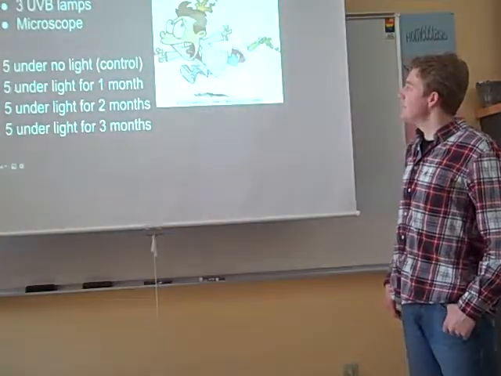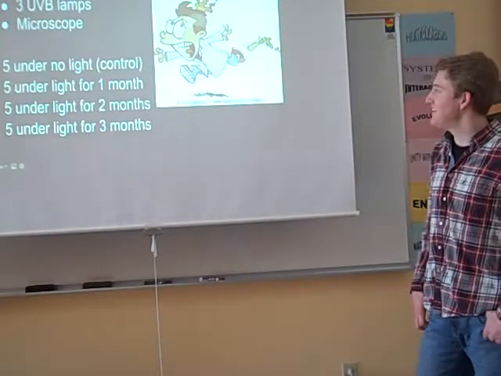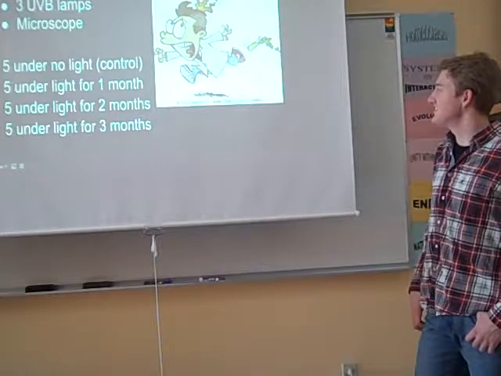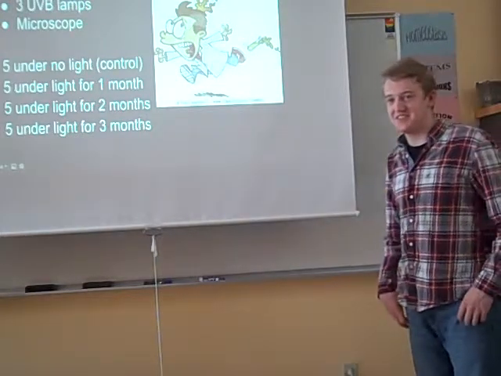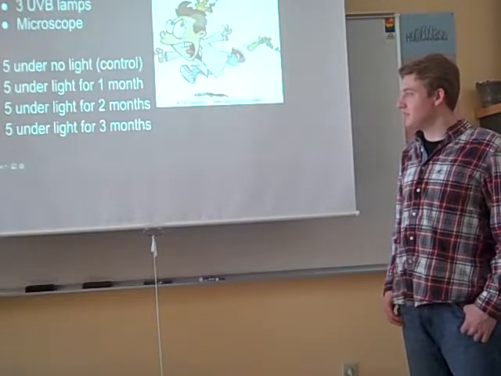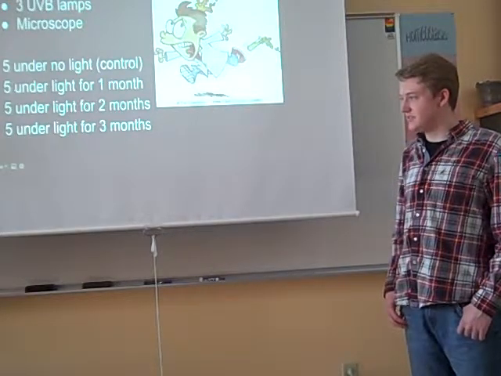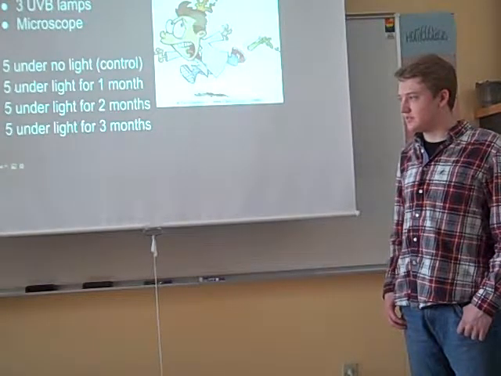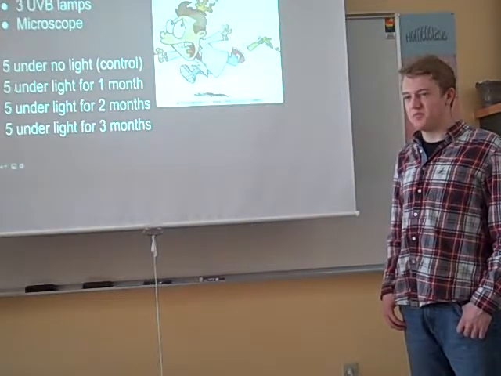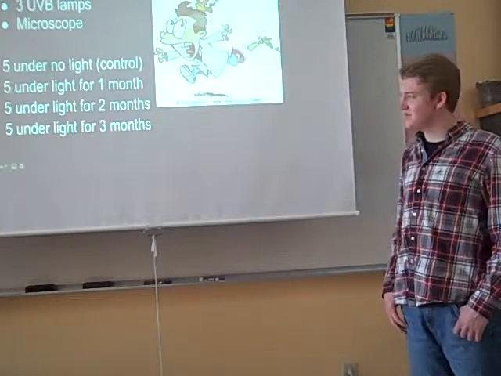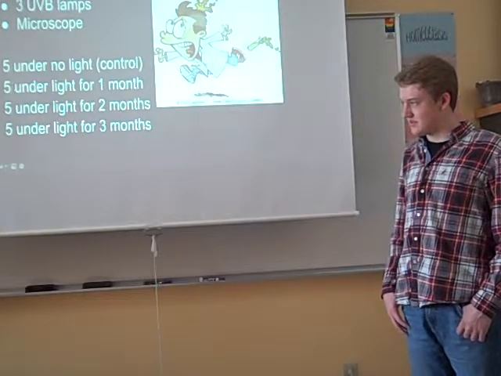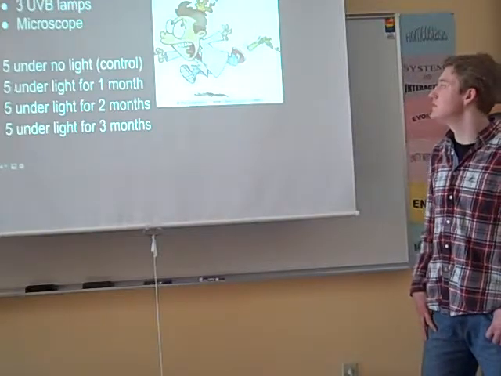DNA. So for our experiment, we decided to do a cell culture, and for our materials, we used 20 petri dishes of one cell line of human skin cells, which means they're just from the same person. And then we used 3 UVB lamps and a microscope. And so what we did was we took 5 of the petri dishes of the human skin cells and put them under no light, which was our control. And then we put 5 under a lamp for 1 month, and then 5 under a lamp for 2 months, and then 5 under a lamp for 3 months.